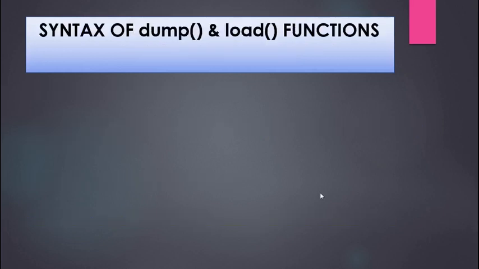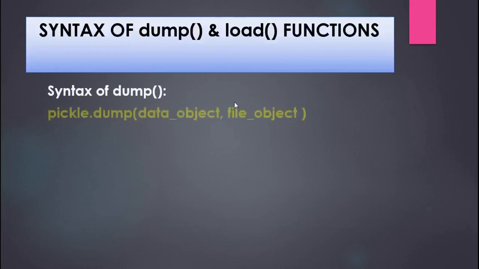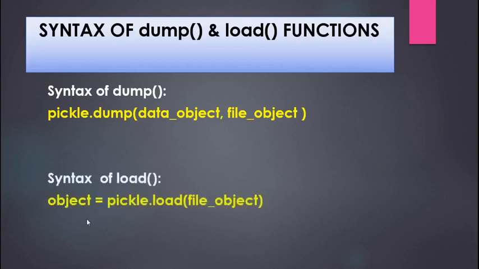Now let us see the syntax of dump and load function. Dump function is in the pickle module, so pickle.dump, and it will take two parameters, data object and file object. Syntax of load function is object equals pickle.load(file object). That means load function will take only one parameter, which is the file handle or file object, and dump function will take two parameters, the data object which is to be dumped and the file object or file handle.